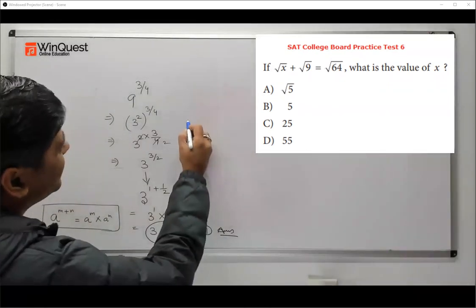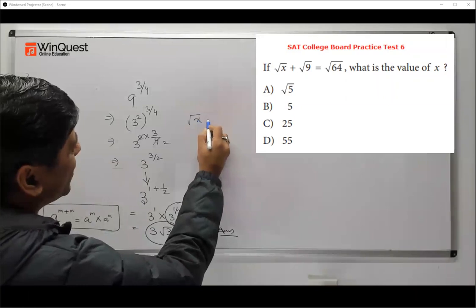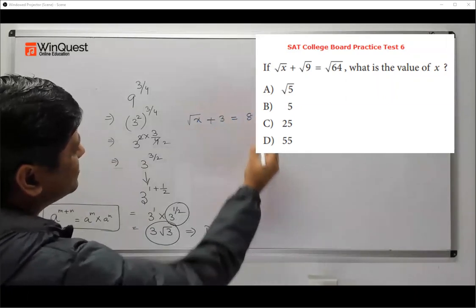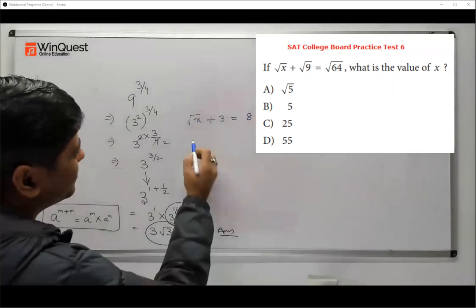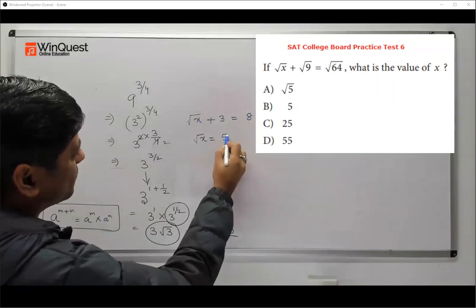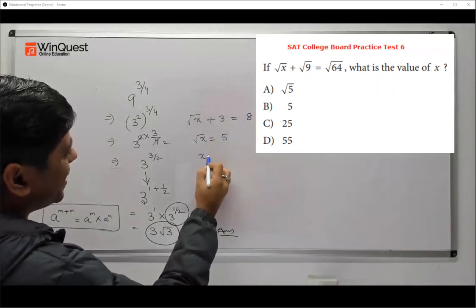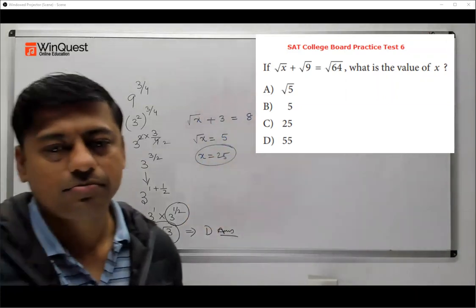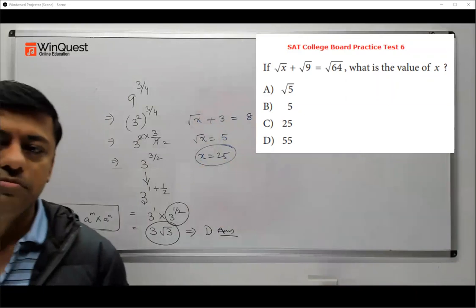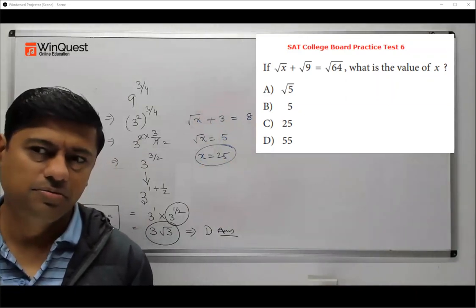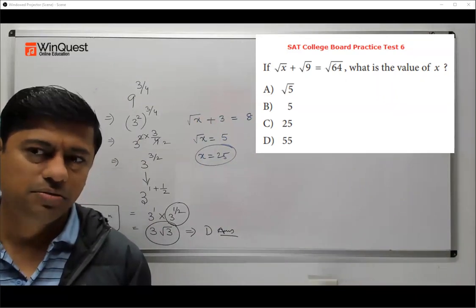This problem, if you remember, square root of 9 is 3 and square root of 64 is 8. We are so done. Root x is equal to 8 minus 3, 5. Squaring both sides, x is equal to 25. Make sense? Easy? Yes, sir. It's easy.